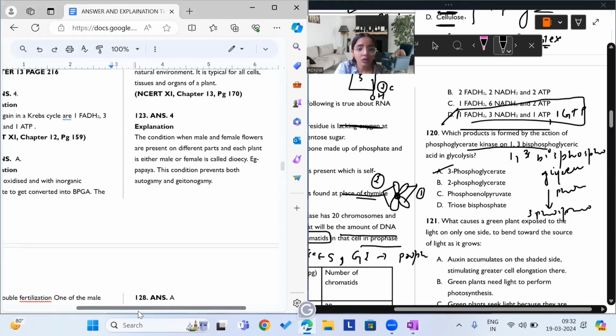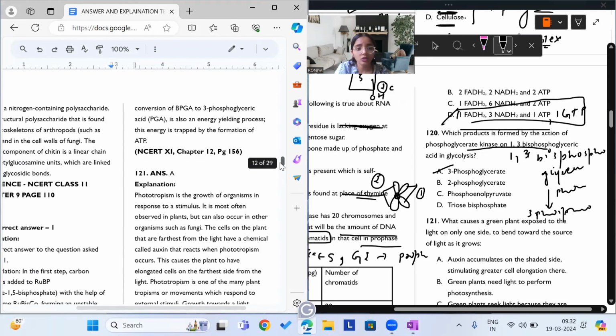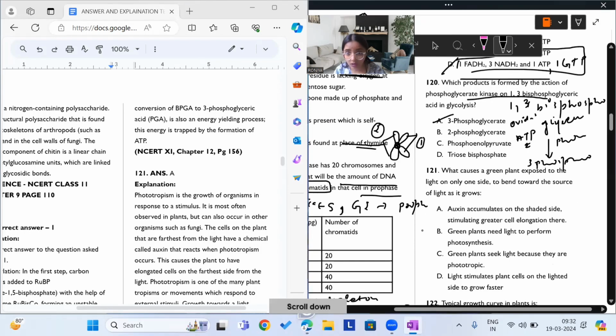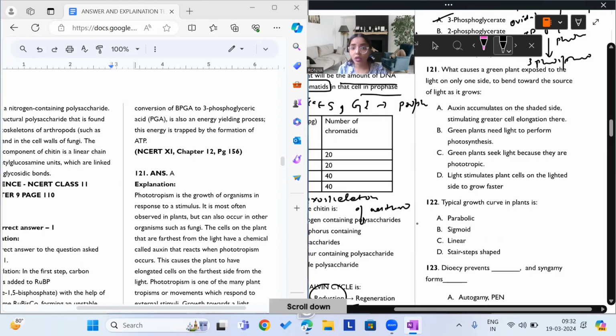And this is a type of oxidation. Okay, this is a type of oxidation reaction. There is generation of ATP during this process. Okay, I hope it was clear. Moving on to question 121.